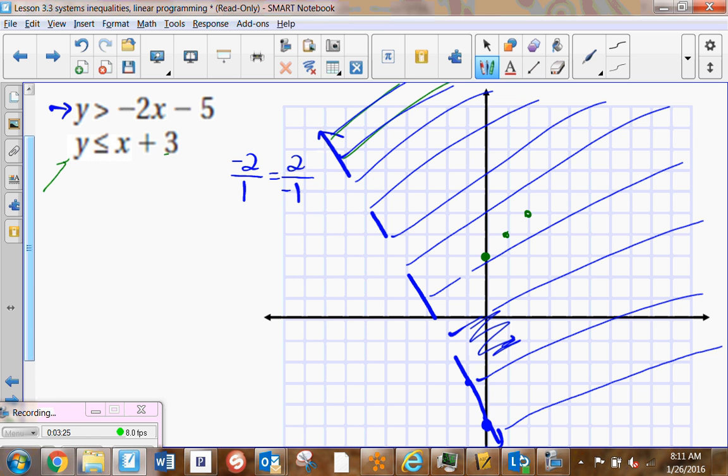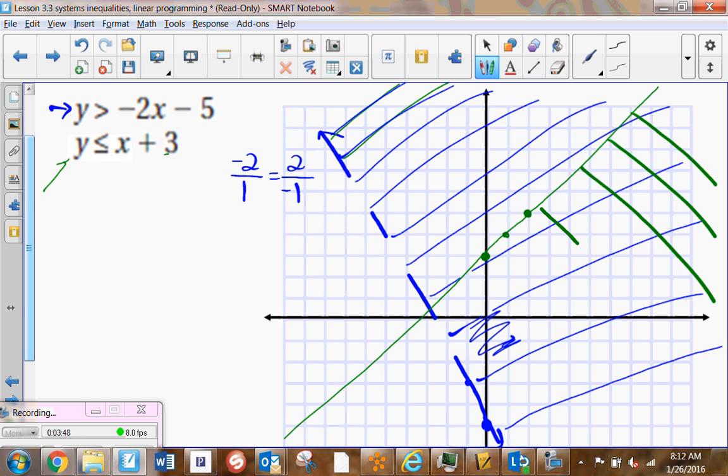Will it be a solid or dashed line? Solid. And make them long lines. Don't just stop short, or it'd be very confusing. We'll make them all the way through the graph. And which way am I going here if I want less than, down or up? Down.